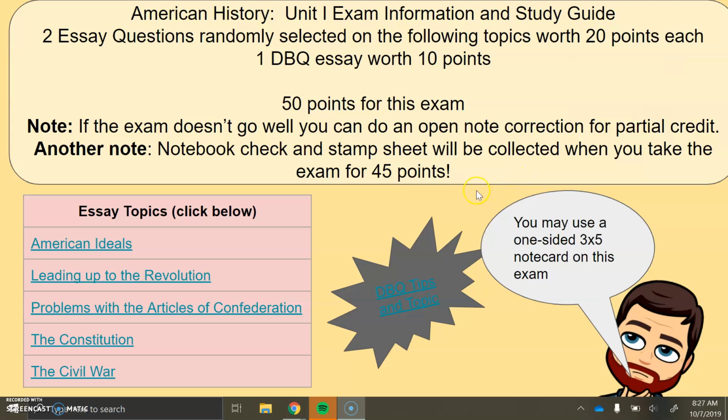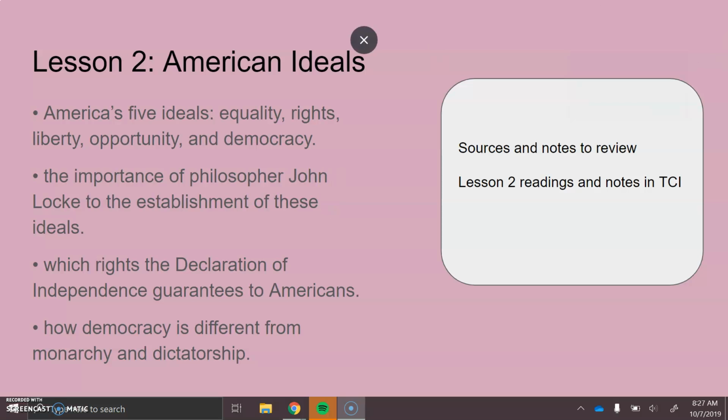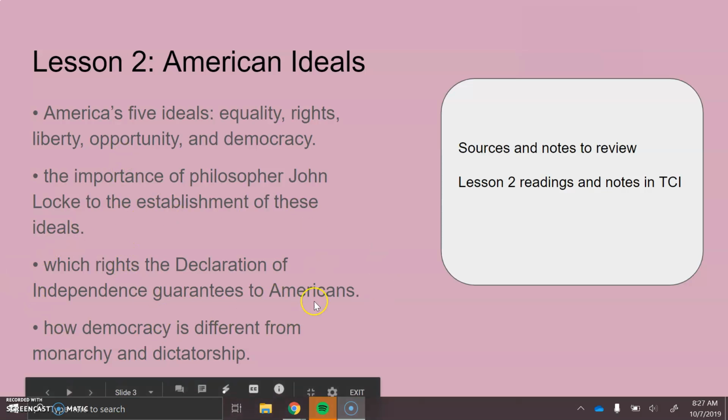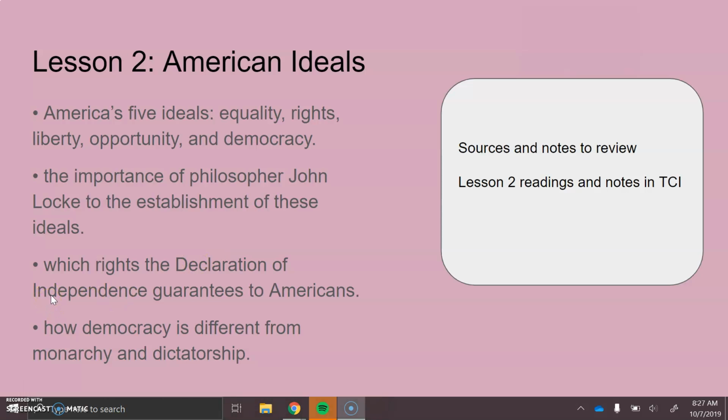Okay, so I'm just going to take you through one of the questions and then leave the other ones for you to do on your own, and maybe we'll go over the DBQ as well. One of the essay questions would be all on lesson 2, American Ideals. You would want to have some information and be able to speak on America's 5 ideals: equality, rights, liberty, opportunity, and democracy. You should also know the importance of philosopher John Locke to the establishment of those ideals, which rights in the Declaration of Independence guarantee those rights to Americans, and how democracy is different from a monarchy and a dictatorship.